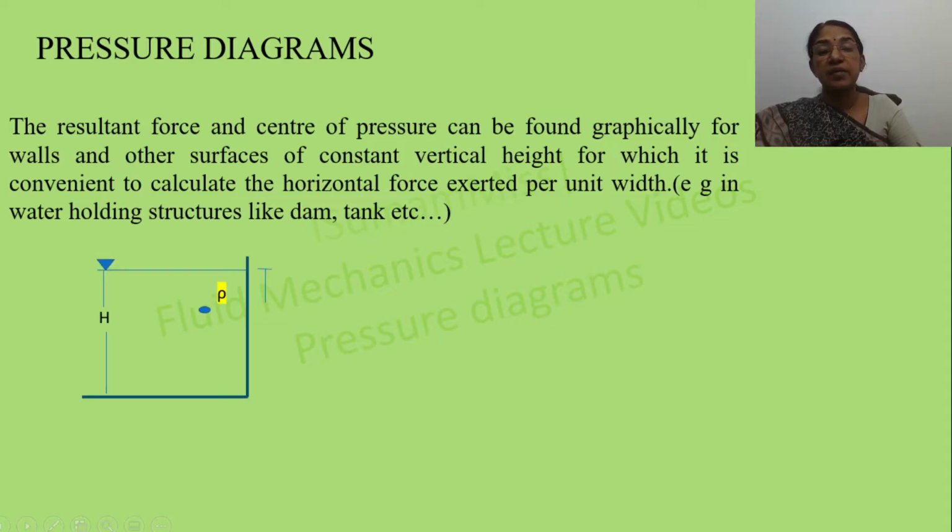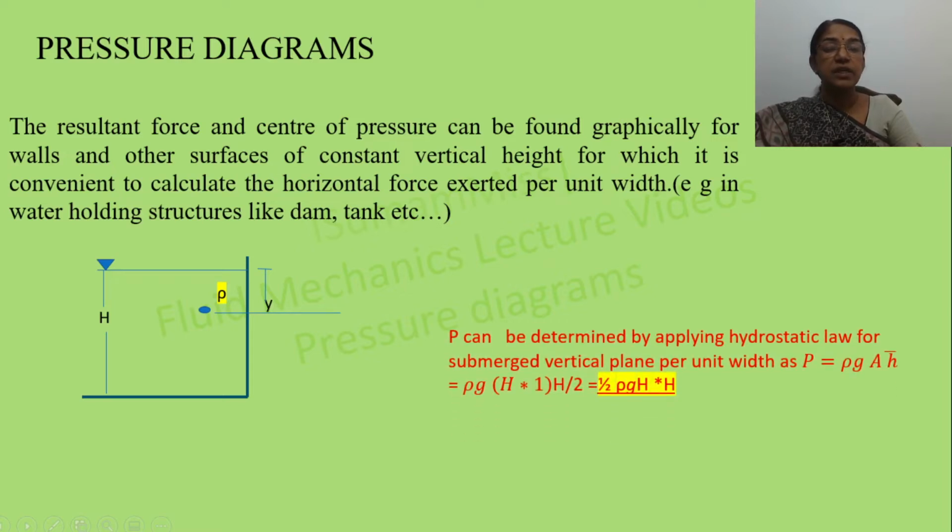This can be explained very clearly by considering a tank which is filled with a liquid of constant density rho up to the height h. Consider a point at a distance y with respect to the free surface. Based on the hydrostatic law, the intensity of the pressure at this point is equal to rho g y. If you calculate the total pressure force that is acting on this vertical wall, it is equal to rho g into A into h bar. Considering unit width, it is equal to rho g into h into 1 into h by 2. That is half into rho g h square, which is acting through the center of pressure.